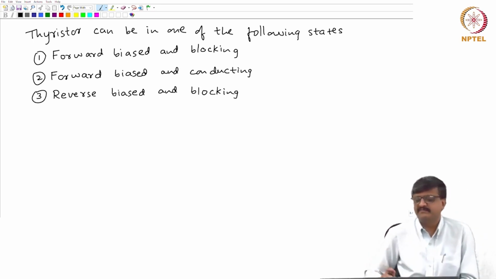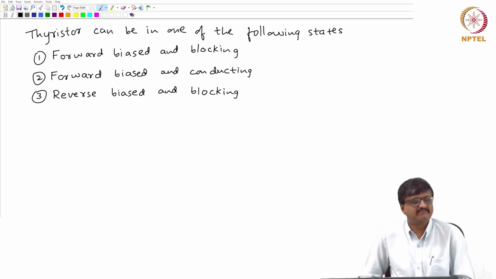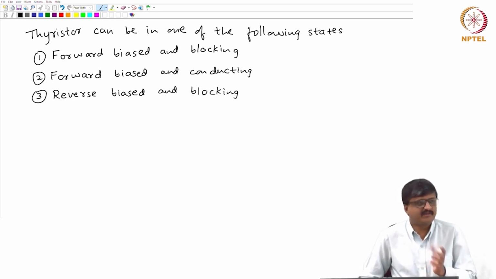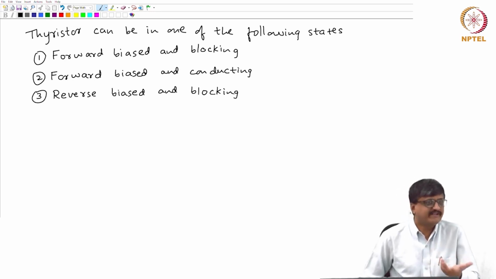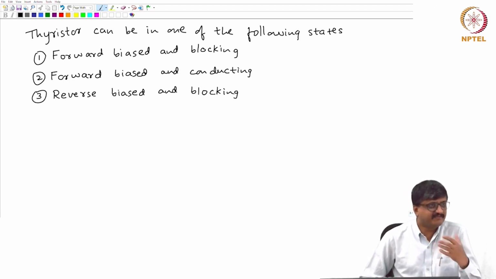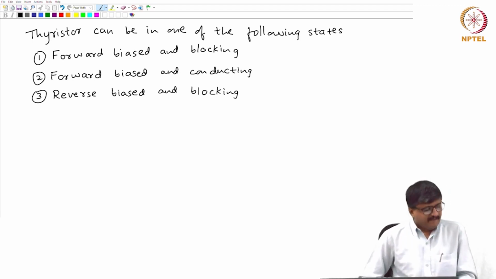By the way, I am using the word block. I mean, the thyristor blocks something. What does it block? Voltage. It blocks the voltage. Okay. So even though there is a voltage, it does not conduct. That's what is meant by blocking.